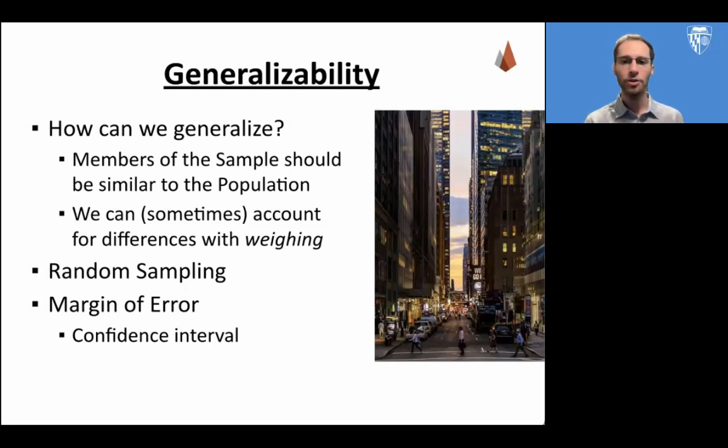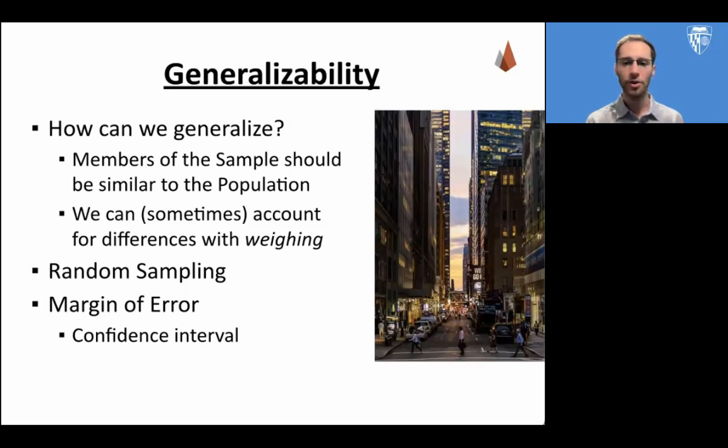A good way to achieve generalizability in our sample is to use what's called random sampling. This means that everyone has an equal chance of being selected to be in the sample of our research study. If we use what's called random digit dialing and just dial phone numbers randomly, then in theory, everyone has an equal probability of being selected to participate in the study.